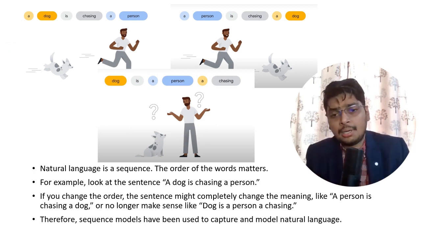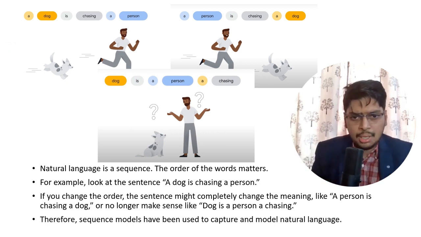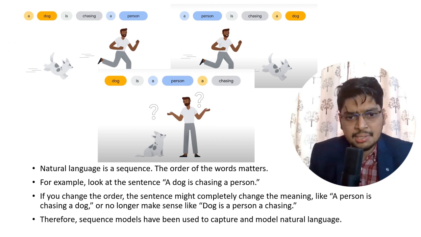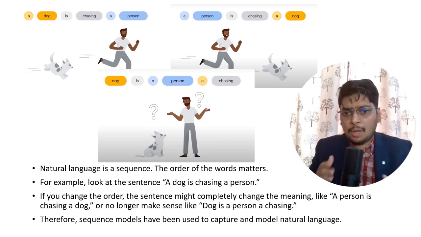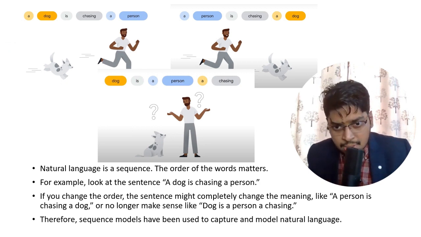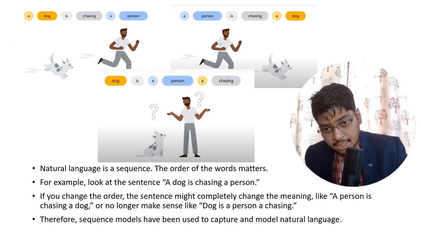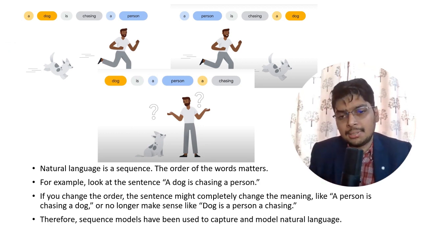Object, a person. Similarly, if you don't follow this rule, if you say, for example, a person is chasing a dog, the meaning has changed. Dog is a person, a chasing, the meaning has changed. Subject, object, verb: the meaning changes. Object, subject, verb: the meaning changes. Object, verb, subject: the meaning changes. It has to be subject, verb, and object.